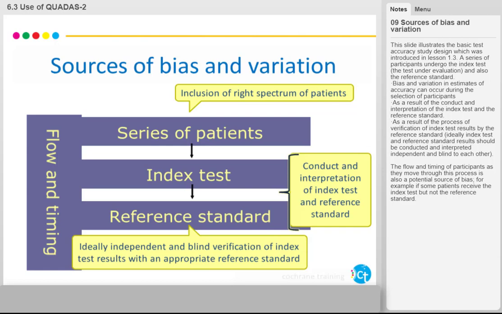Ideally, index tests and reference standard results should be conducted and interpreted independently and blind to each other. The flow and timing of participants as they move through this process is also a potential source of bias. For example, if some patients receive the index test but not the reference standard.